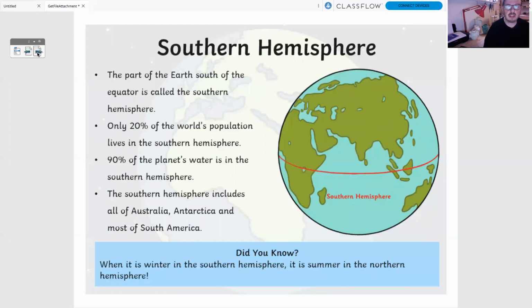Okay? The southern hemisphere, good facts coming up too. The part of the Earth south of the equator, we know that. It's called the southern hemisphere. We know the equator is that imaginary halfway line. Only 20% of the world's population lives in the southern hemisphere, 2 out of 10 people. 90% of the planet's water is in the southern hemisphere. So it's kind of like a mirror image. In the northern hemisphere, 90% of the land. In the southern hemisphere, 90% of the water. And it includes all of Australia, all of Antarctica, and most of South America.